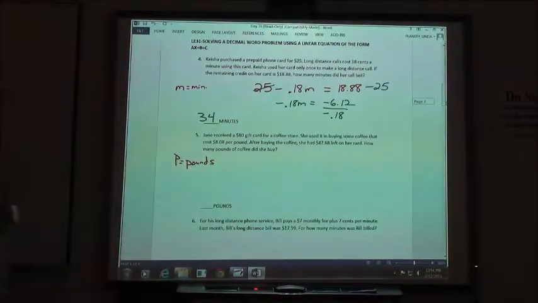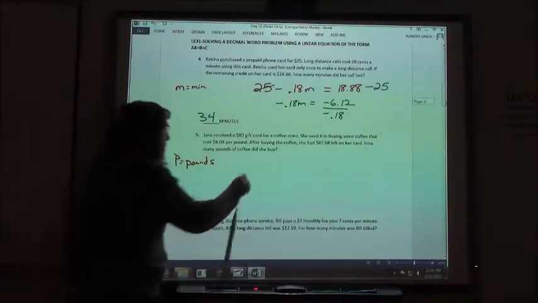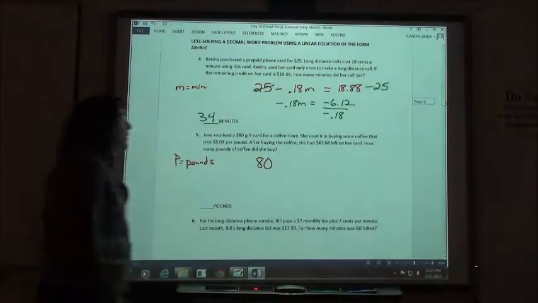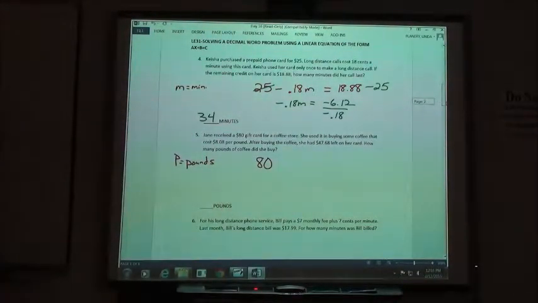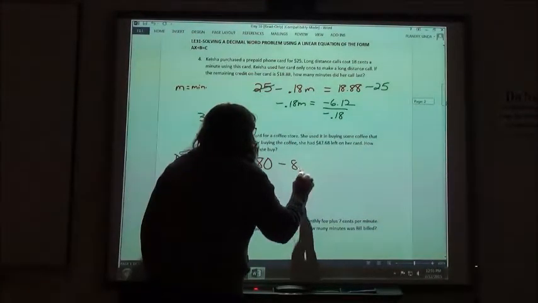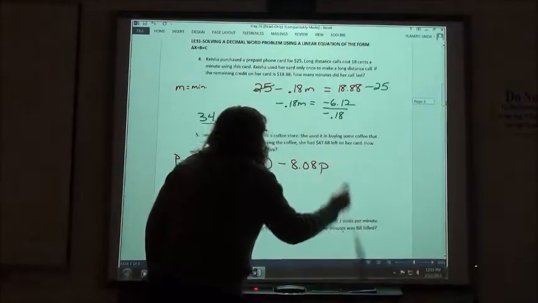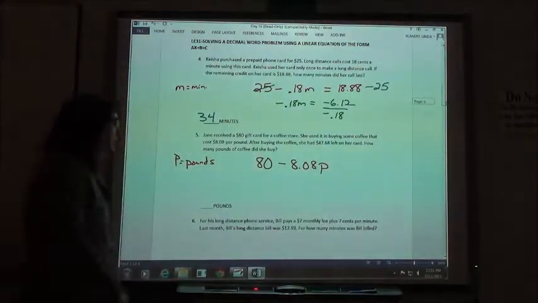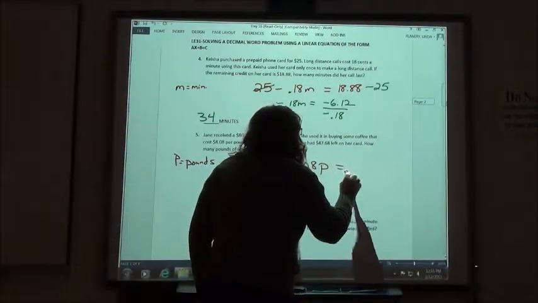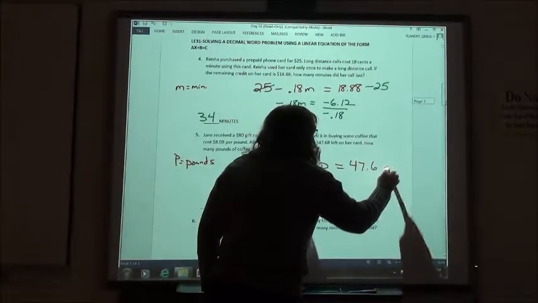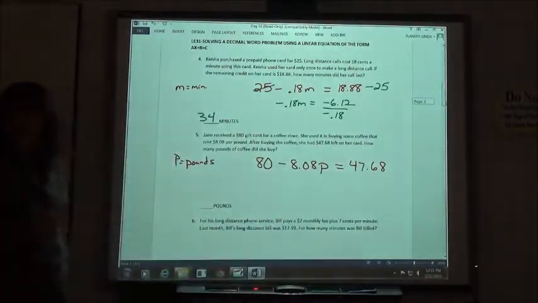We want to write an equation. So she started with $80 on her gift card. She's going to buy some coffee. So we're going to subtract 8.08P, $8.08 per pound. When she was done, she had $47.68 left.